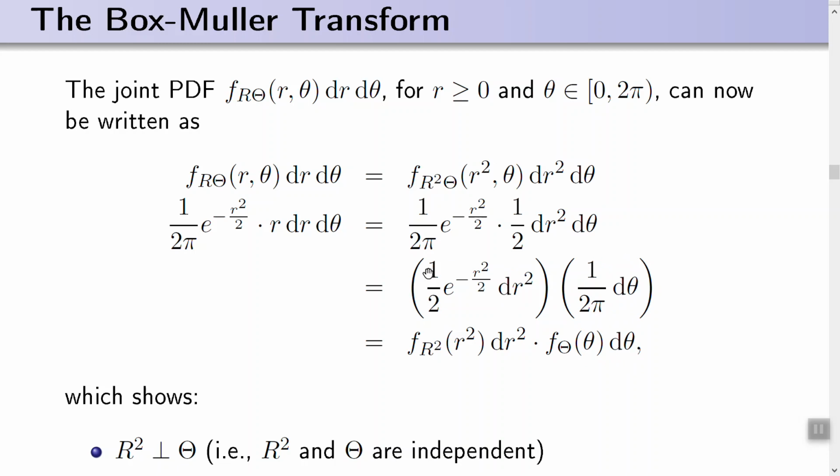And then what about this? 1/2 e to the negative r squared over 2. What if you just replaced r squared with some term x?